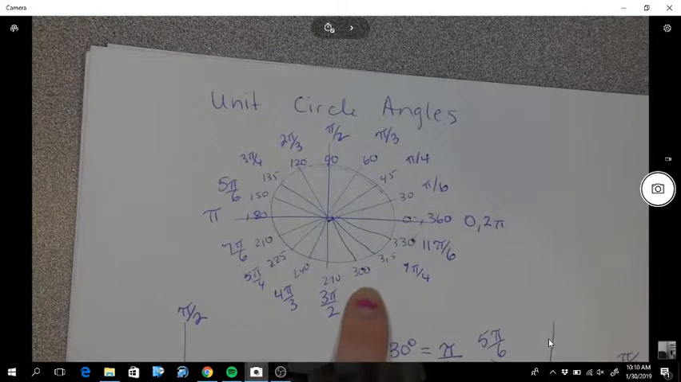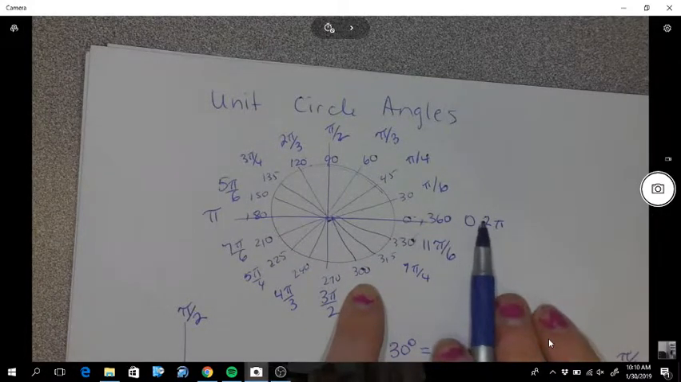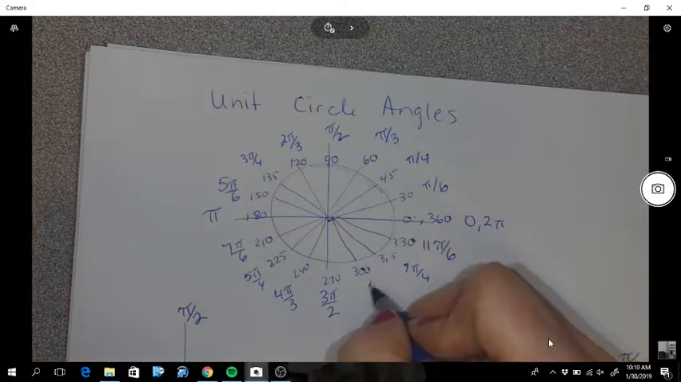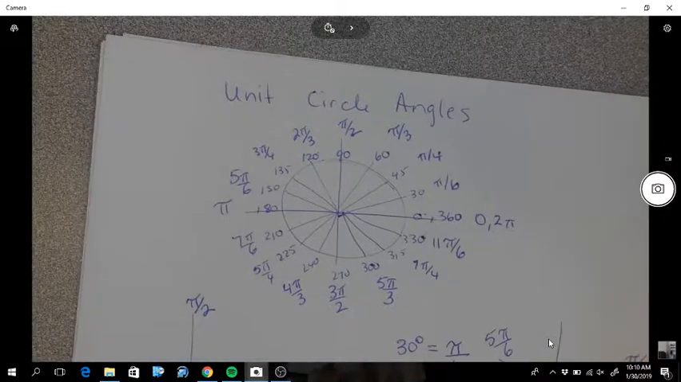Okay, and then in this quadrant, you have to think about 2 pi, so that would be 6/3, and we're one less than that. So we're 5/3. And those are all the significant angle measures on the unit circle, but now you know them in radians.